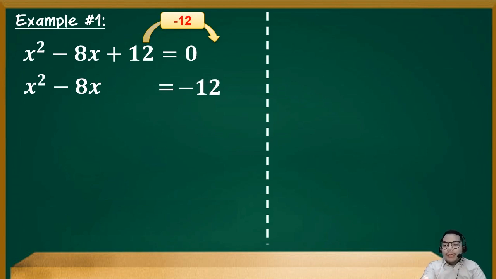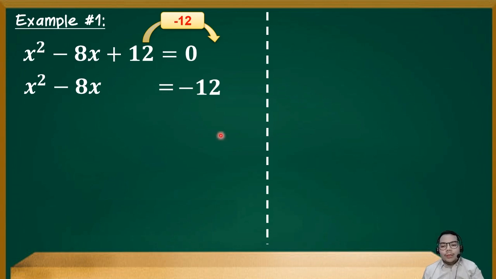The second step says that we have to check the given coefficient of x squared, because if it is equal to 1, then we'll proceed to the third step. If not, we have to divide each term by the given coefficient. Since it's equal to 1, we can proceed to the third step already.